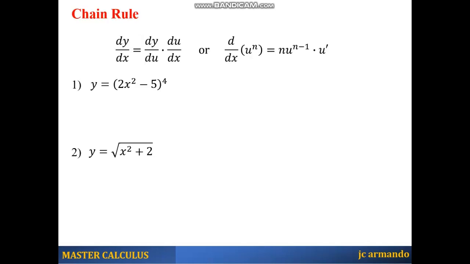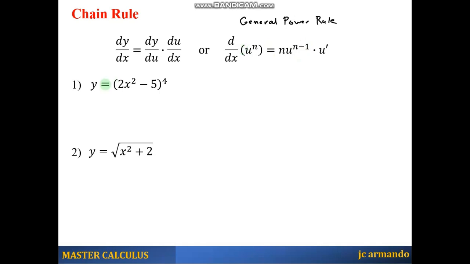Okay, we have now the more advanced rule of differentiation. We have the chain rule. So the chain rule states that the derivative of y with respect to x is just equal to the derivative of y with respect to u times the derivative of u with respect to x. To make it easier, we can use the general power rule. So that is the derivative of u to the n is just equal to n u to the n minus 1 times the derivative of u, because there is a function inside the function and that inner function is u.